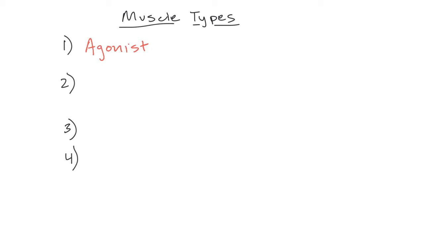No, but you can write these things down. You have to write 4 numbers in a. This is muscle types. Yeah.